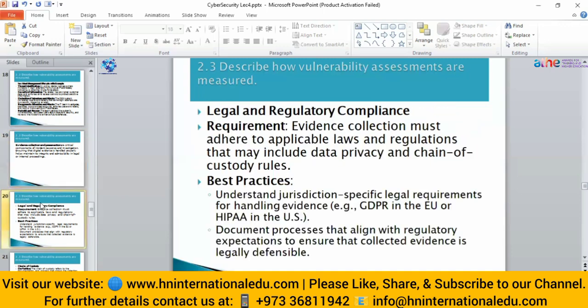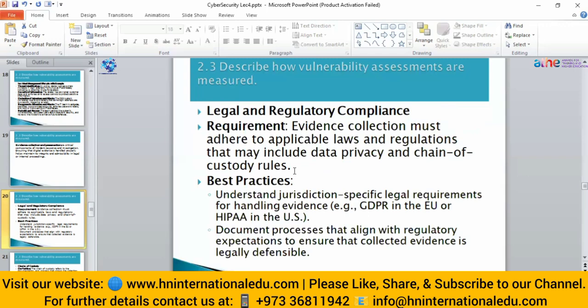The first one is legal and regulatory compliance. As I mentioned, you have to ensure that you have collected evidence that is applicable to the laws and regulations. That includes data privacy or chain of custody rules. If such rules are broken, then you can collect the evidence against them, so you can take action against that person.